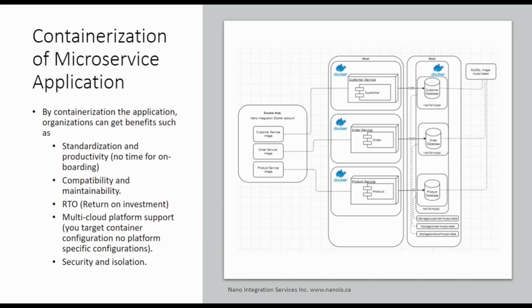Kubernetes is a portable, extensible, open source platform for managing containerized workloads and services that facilitates both declarative configuration and automation. Kubernetes has a large, rapidly growing ecosystem. So Kubernetes services, support, and tools are widely available.